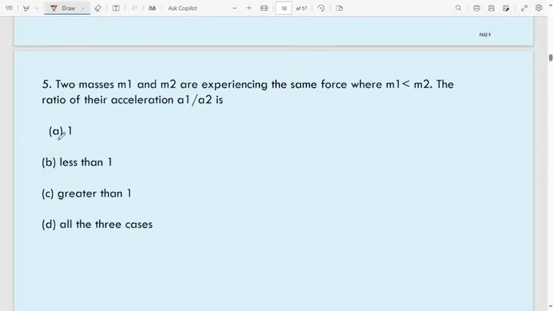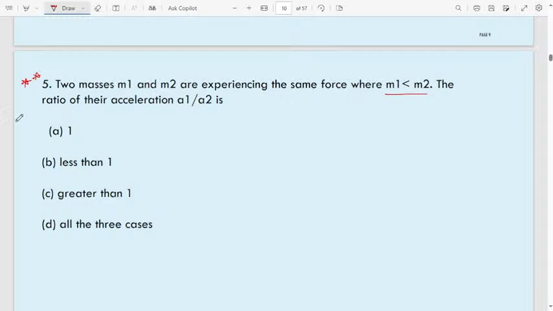Yes, this is a very interesting and also very important question. Like this question, they will definitely ask. Two masses m1 and m2 are experiencing the same force. The force will be the same here. Then m1 is less than m2. The mass of m1 is less than the mass of m2. Two bodies having masses m1, m2, then mass of m1 will be less than mass of m2.